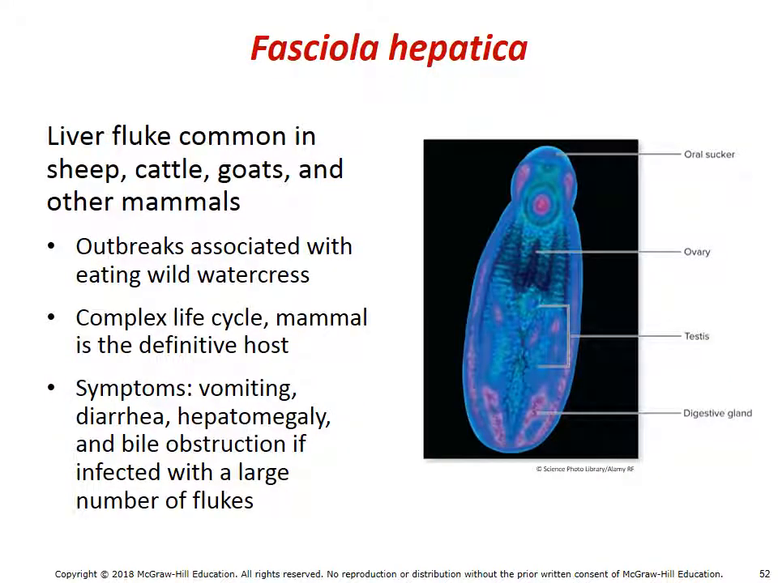Another form of the liver fluke is Fasciola hepatica. This one is commonly associated with, again, meats. This one often spread and leading to symptoms like diarrhea, vomiting, hepatomegaly, which is an enlargement of hepatocytes or liver cells, or even, again, that bile obstruction, as we said before.